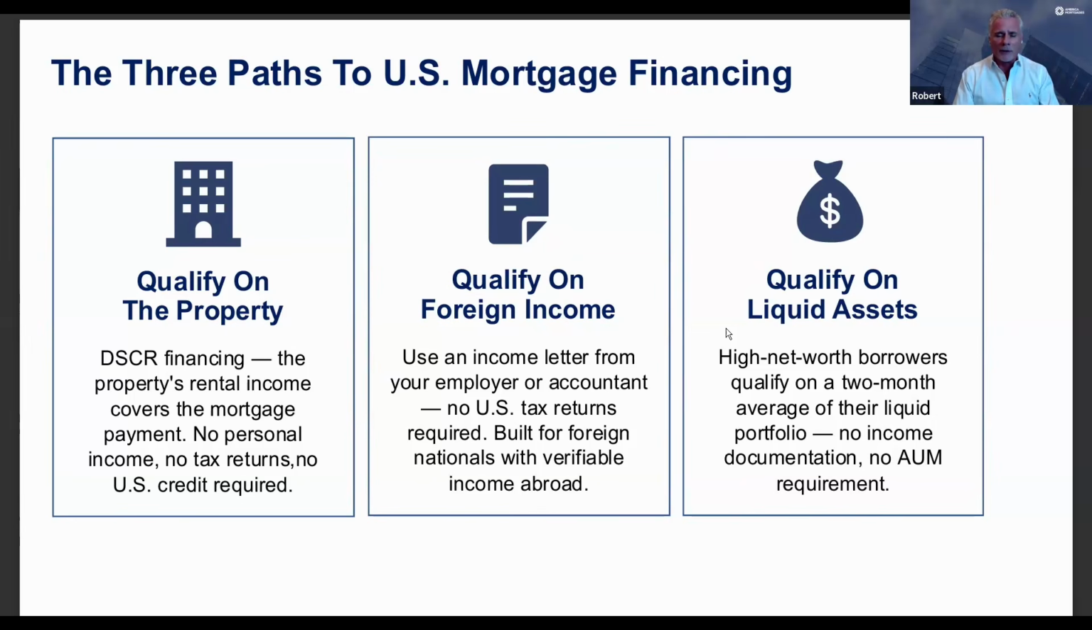Next one is you're qualifying on foreign income. This is really if you're buying a holiday home, second home, or maybe relocating back to the US. If you're a US expat, you're using your tax returns just like you would use your US tax returns. You do not need a W-2, and foreign income and currencies and whatever is perfectly fine.